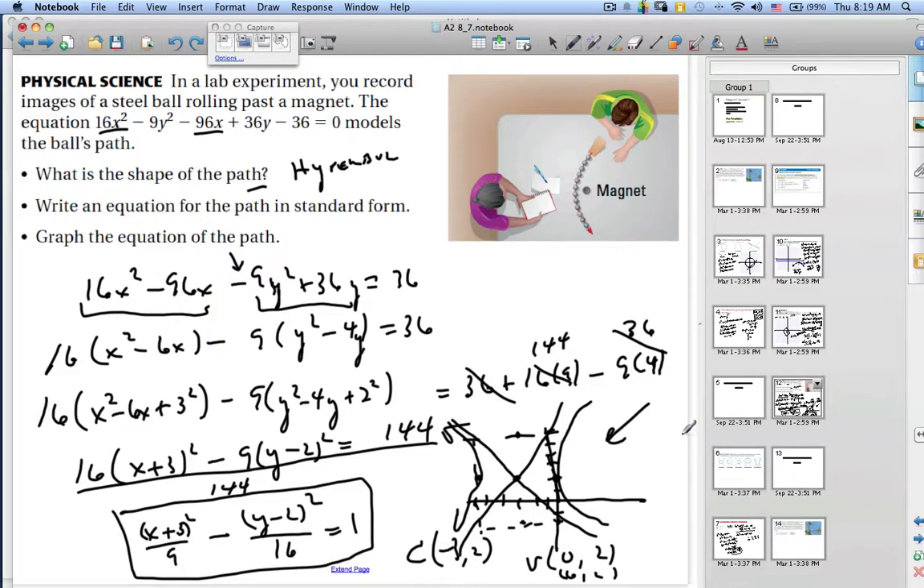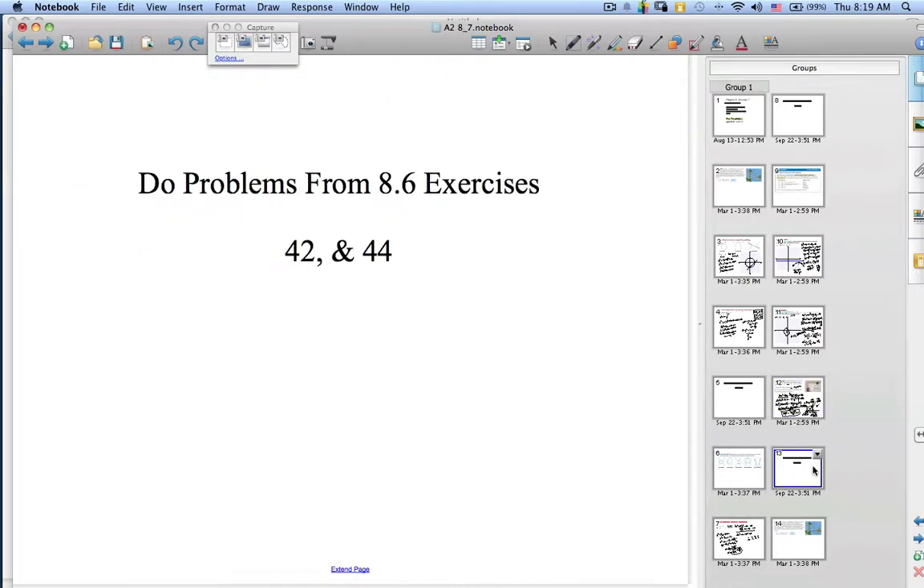Okay, so that's how I would work with this. Do some practice classifying the conics and getting them graphed. Do 42 and 44. Come on back, and we'll finish out the lecture.